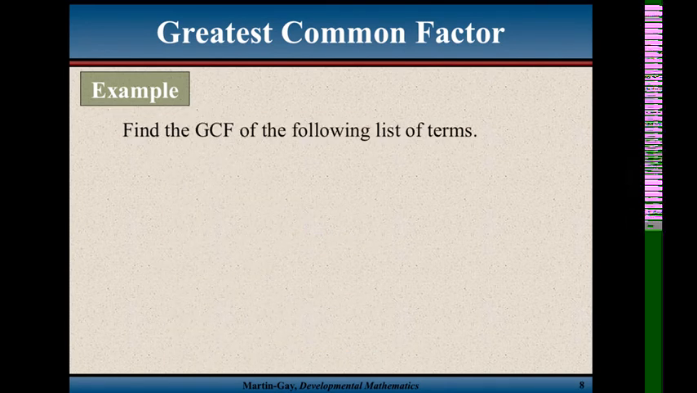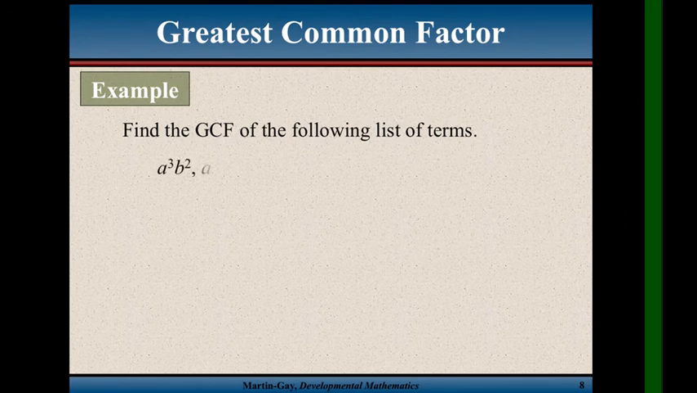Okay, another. Find the GCF of the following list of terms: a cubed b squared, a squared b raised to 5, and a raised to 4 b raised to 7. Okay, so this is the technique here. If the given are just letters and they have exponents, just get the smallest exponent. And for this one, we have b squared. So therefore, our GCF is a squared b squared.